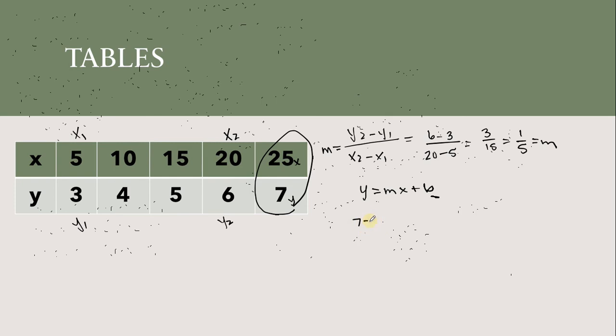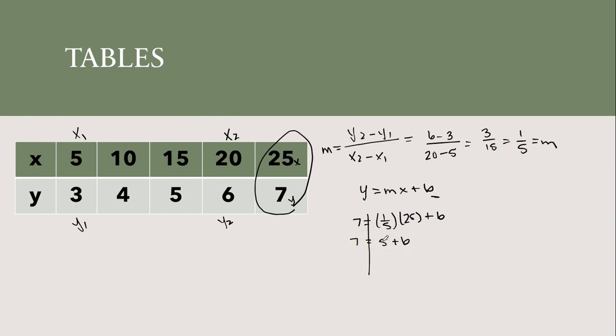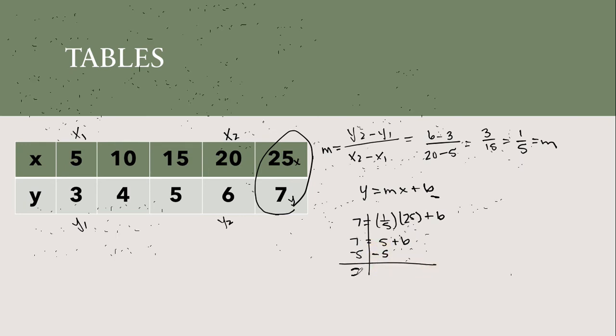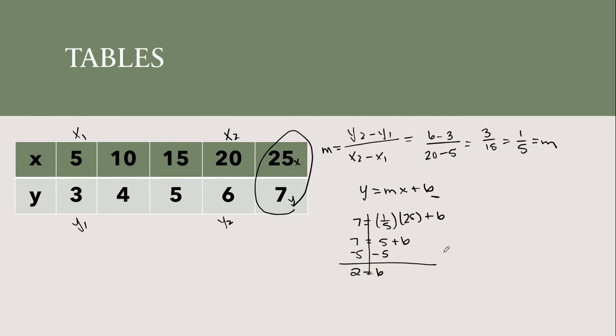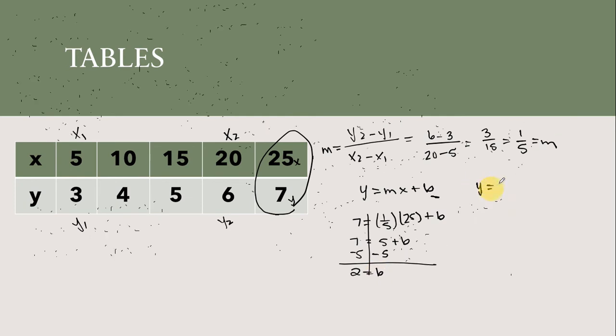So 7 equals 1/5 times 25 plus b. 1/5 times 25 is 5. To get rid of this positive 5, what would I do? Subtract 5. 2 equals b. There's my y-intercept. So my equation would be y equals 1/5 x plus 2.